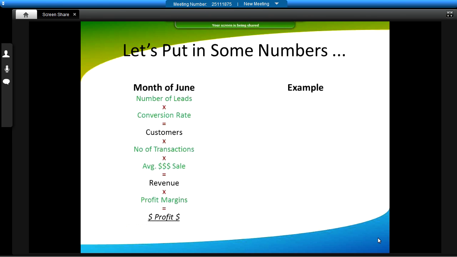Wanted to put some of those numbers in. We talked about the 5 different areas we need to work on to improve our profits. So I'm going to put some numbers in here.